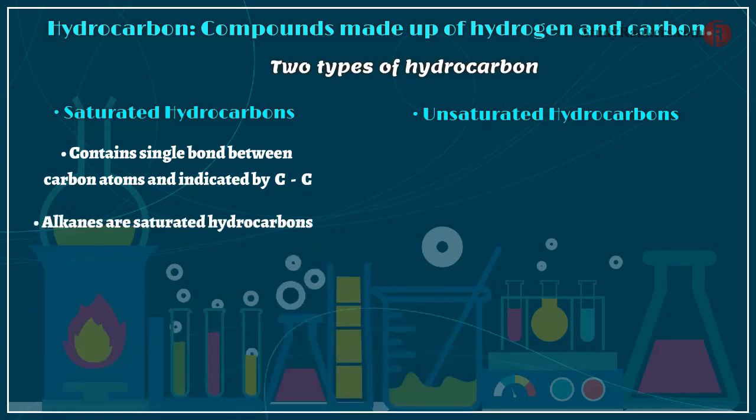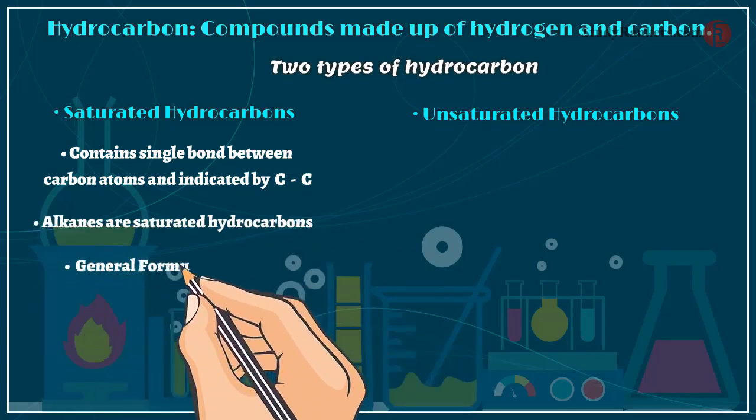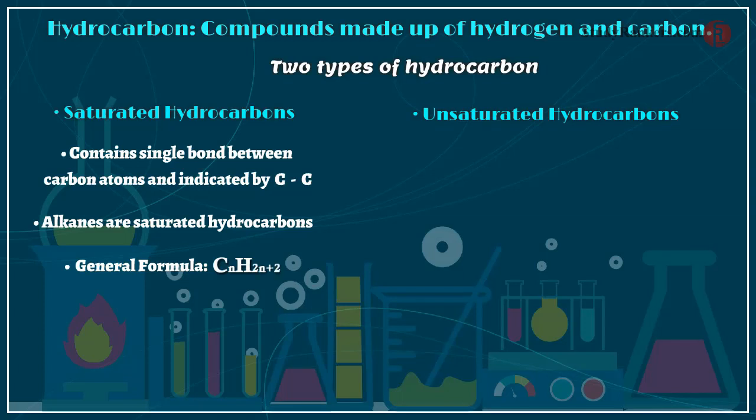Alkanes are saturated hydrocarbons. The general formula of alkane is CnH2n+2. If you replace n by any integral value, you will get the chemical formula of a saturated hydrocarbon. Examples are methane, CH4, putting n equals 1, ethane, C2H6, putting n equals 2. Similarly, the chemical formula of other saturated hydrocarbons can be obtained.